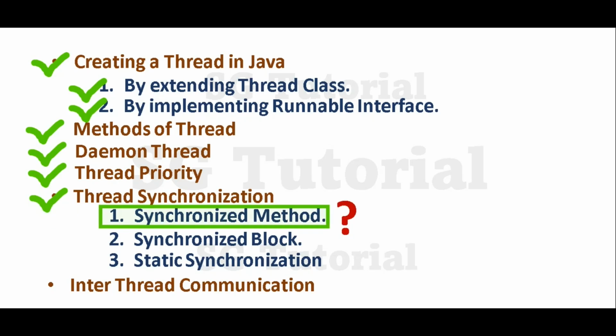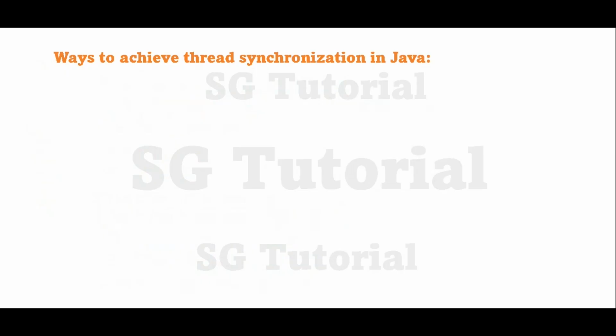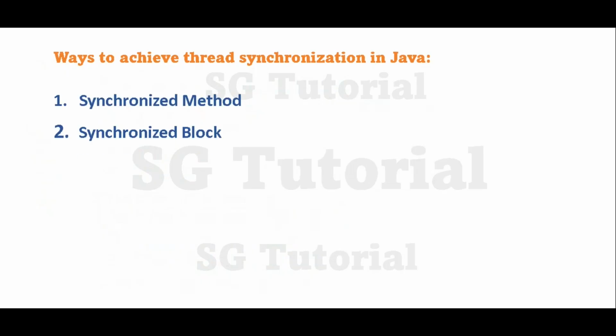So in Java, we can achieve thread synchronization in three common ways: synchronized method, synchronized block, and static synchronization. In this video, our focus will be on the synchronized method: what it is, how it works, and how we can implement it with a simple and clear example.